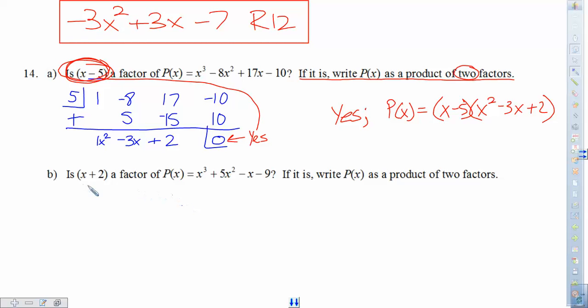So if we look at the next one here, is x plus 2 a factor of this polynomial here? Let's find out.